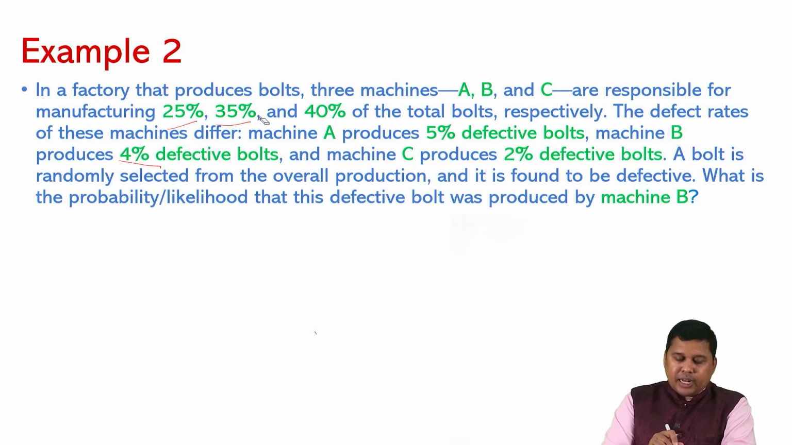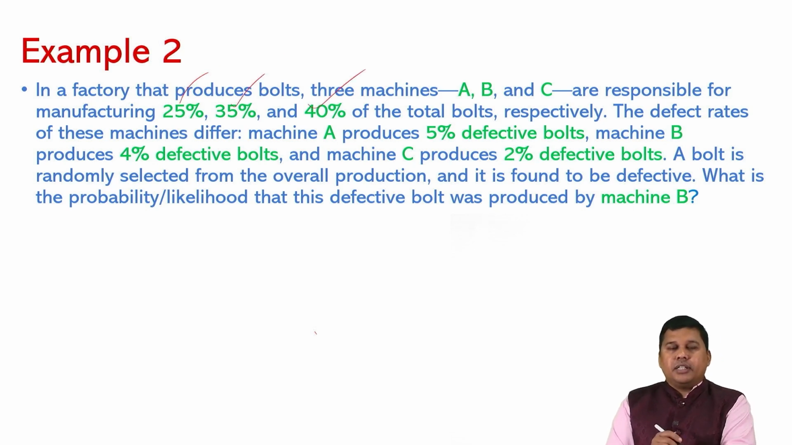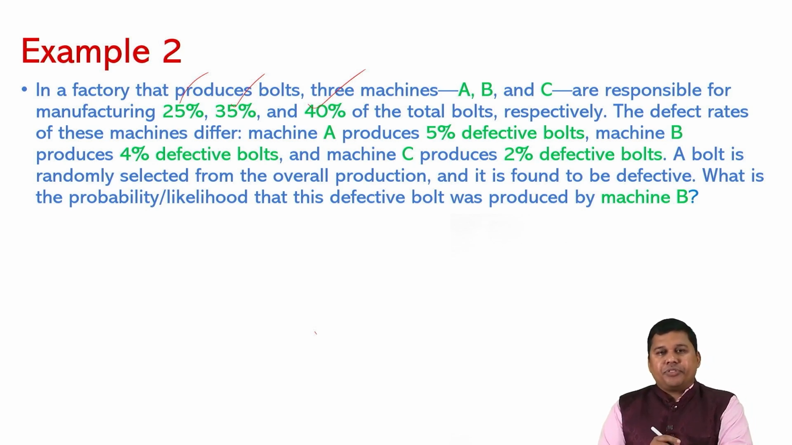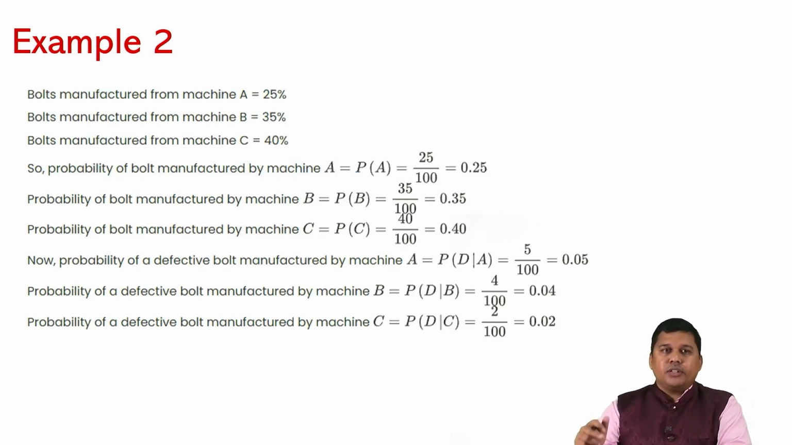So, there are 3 different machines A, B, C, and they are manufacturing bolts. A produces 25%, B 35% and C 40% of the total number of bolts. The performance of the machines differs. Machine A produces 5% defective bolts, machine B produces 4% and C produces 2%. A bolt is randomly selected from the overall production. What is the probability that it is from B and it is also defective? So, how do we solve this? Let us see.